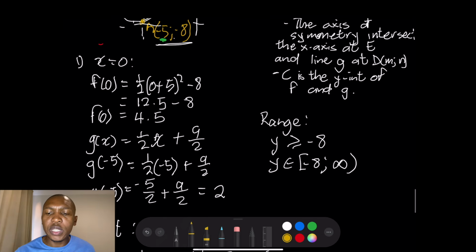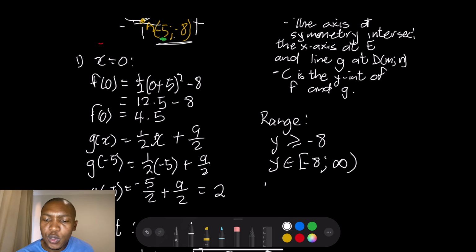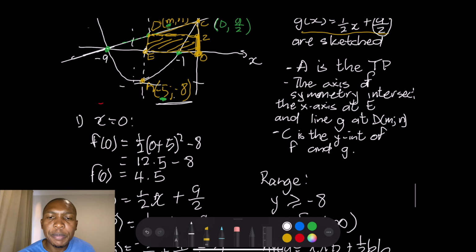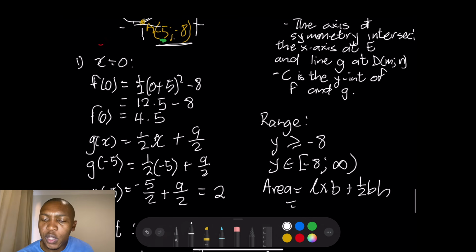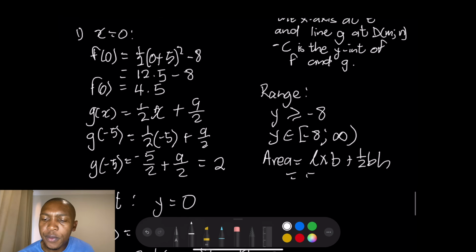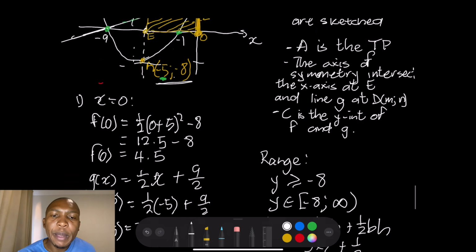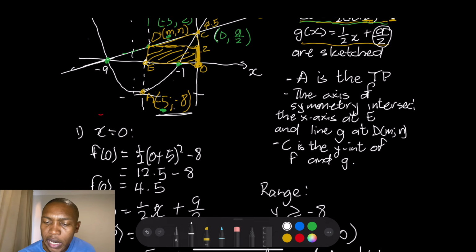Of course, in this case, we're just looking for the area. So I'd say area would be the area of the rectangle, that's length times breadth, plus the one of the triangle, that's half base times height. So length times breadth would be 5 times 2, plus half of my base for the triangle. Now I'm going to highlight the triangle in green. So it's this guy over here.